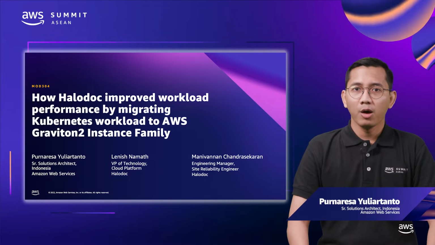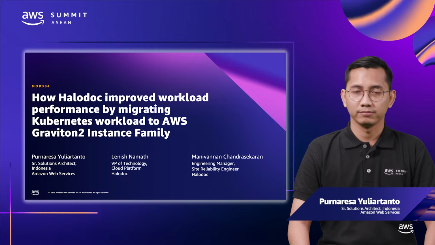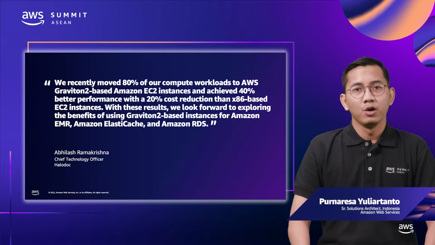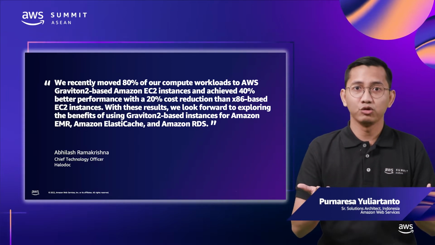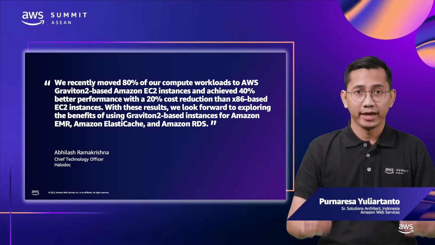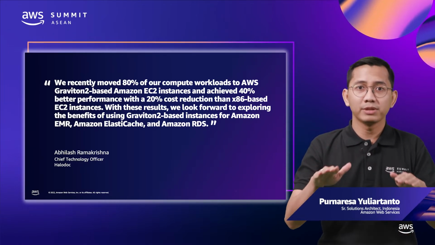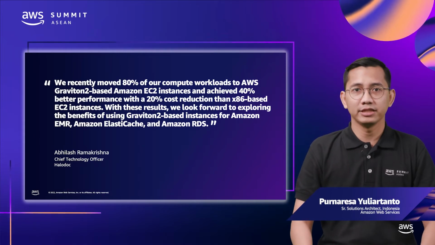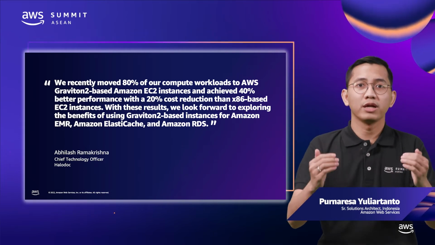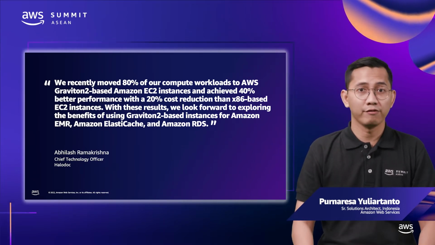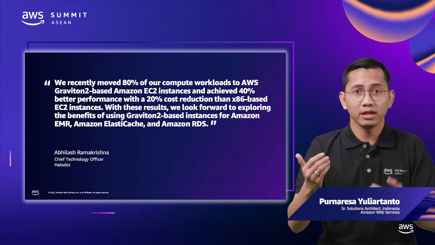Before we start, I would like to share a quote from Abhilash Ramakrishna, the CTO at Hellotalk. We recently moved 80% of our compute workload to AWS Graviton2 based Amazon EC2 instances and achieved 40% plus better performance with a 20% cost reduction than x86 based EC2 instances. With this result, we look forward to exploring the benefit of using Graviton2 based instances for Amazon EMR, Amazon ElastiCache, and Amazon RDS.